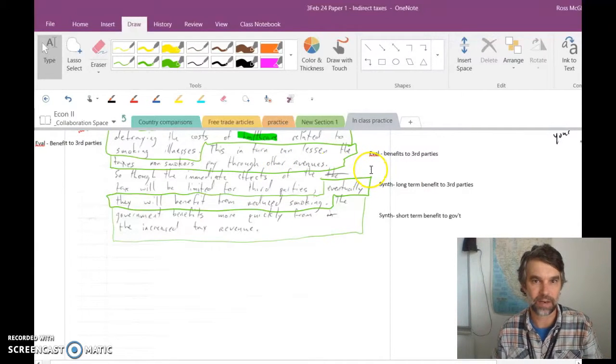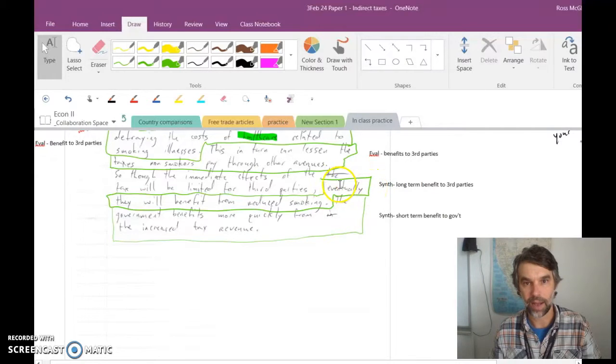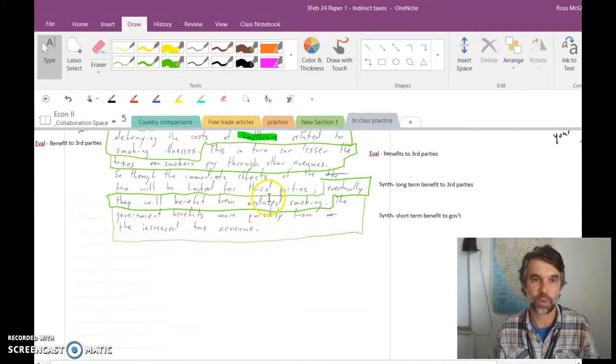Well, that's a judgment, right? It's not something that I'm bringing together from my earlier analysis. Here, though, I'm saying that basically the benefits to the third parties are going to take a while. So that's more bringing together other points I've already made.